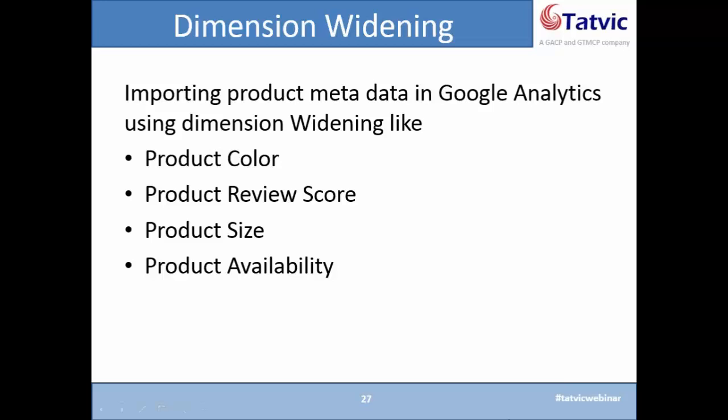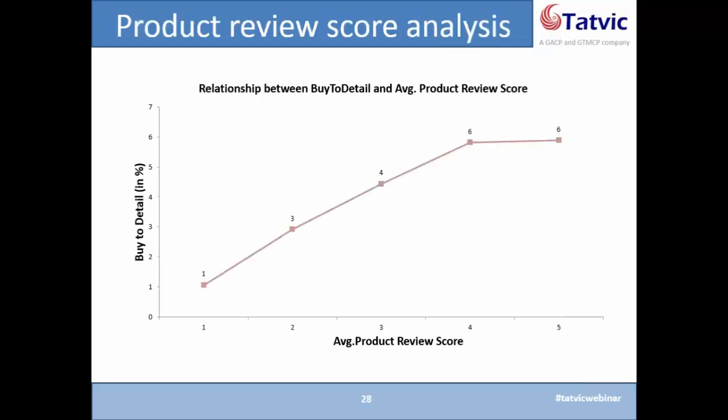How it impacted. So one of the analyses that we did was to identify the relationship between the conversion rate of a product and the average review score. And we found that there was a strong correlation, strong R-square, with the buy to detail percentage. So it's the ratio of the number of transactions to the number of views for a given set of products. And then the horizontal axis indicates the average review score.